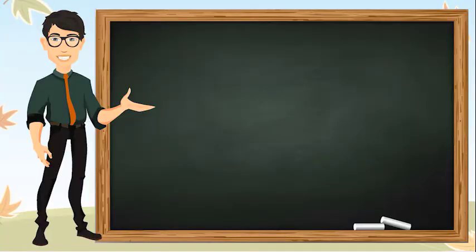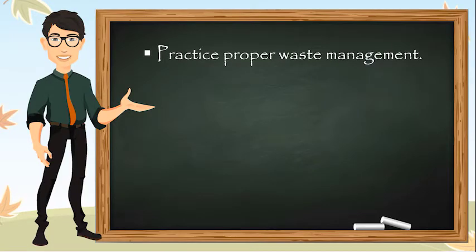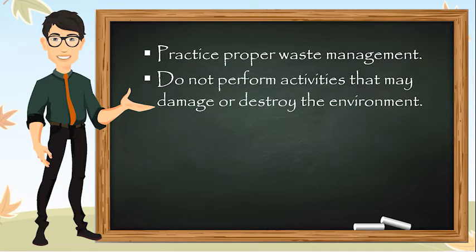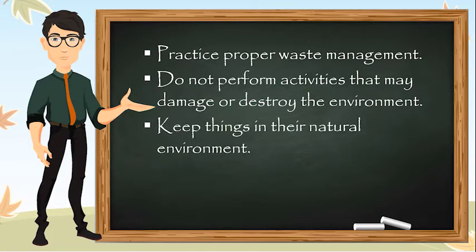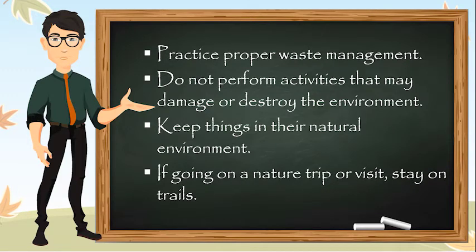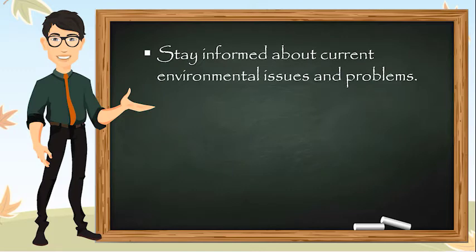These are the examples on how to protect the environment. Practice proper waste management. Do not perform activities that may damage or destroy the environment. Keep things in their natural environment. If going on a nature trip or visit, stay on trails. And also, stay informed about current environmental issues and problems.